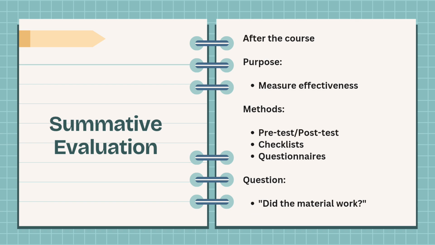Summative evaluation is conducted at the end of a course. Its purpose is to determine whether the material was effective or not. One common method is comparing students' performance before and after instruction through pre-tests and post-tests. Teachers may also use questionnaires and checklists. The main goal is to find out whether the materials help students achieve the desired learning outcomes or not.